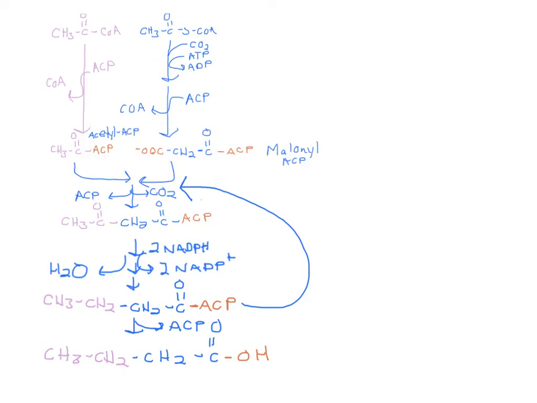So what I'm going to do is I'm going to draw the second half of the pathway starting right here, except instead of using acetyl-ACP, I'm going to use this intermediate in its stead to demonstrate how cells can use the same basic pathway to build longer and longer fatty acid chains.